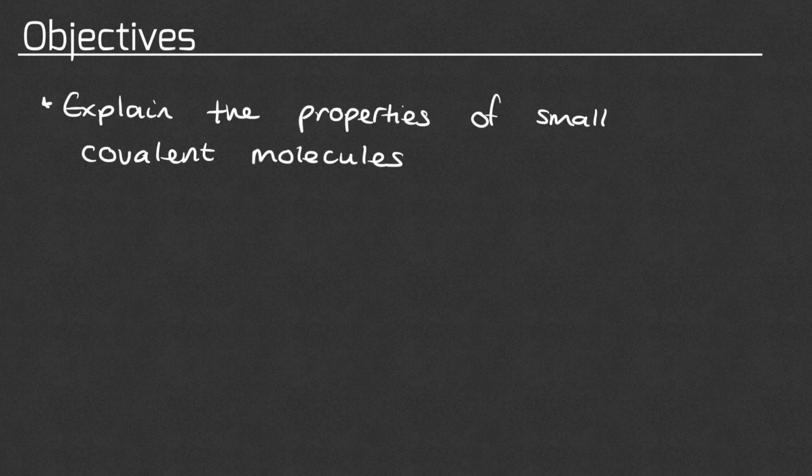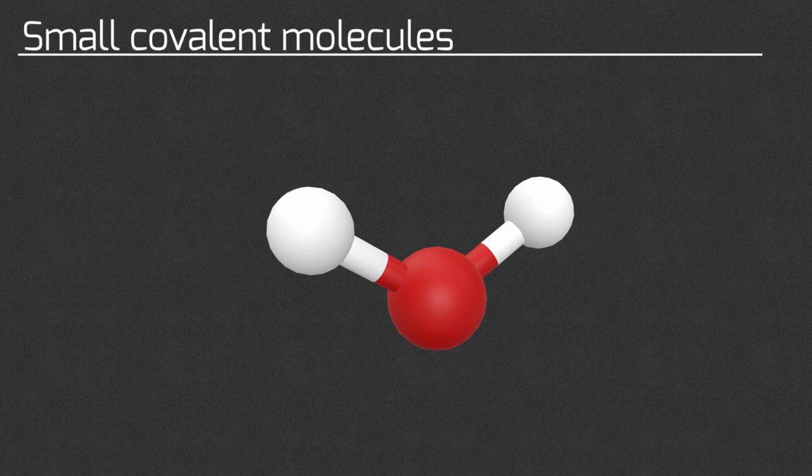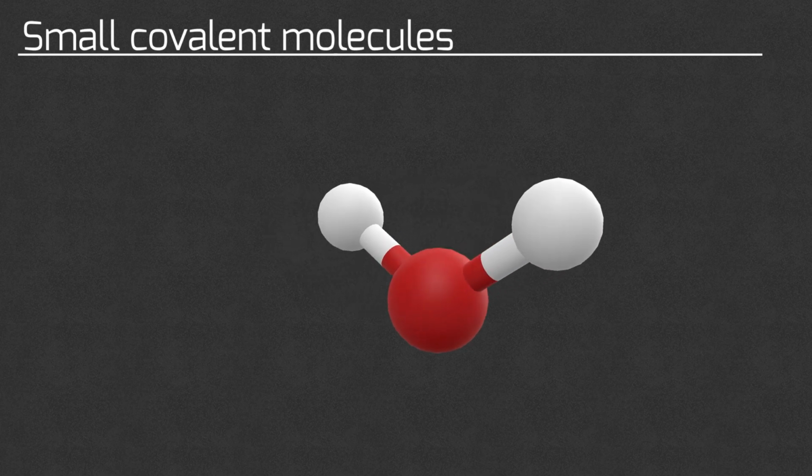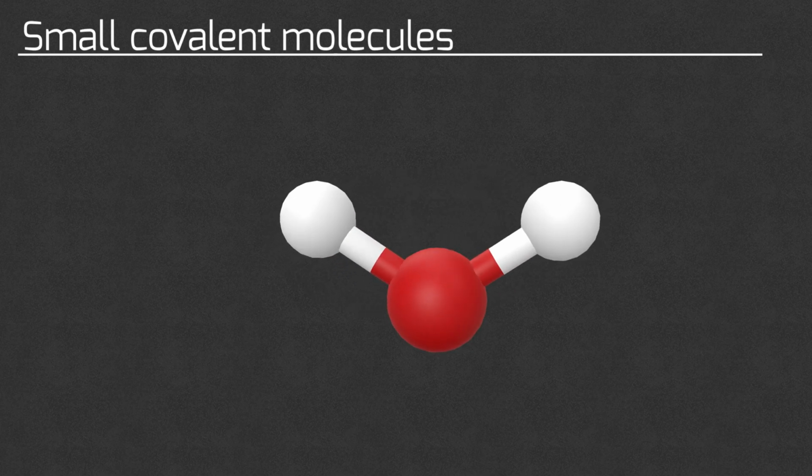In this video, we're going to explain the properties of small covalent molecules. A small covalent molecule is just a few atoms big. So for example, this is a molecule of water. It consists of 2 hydrogen atoms and 1 oxygen atom.